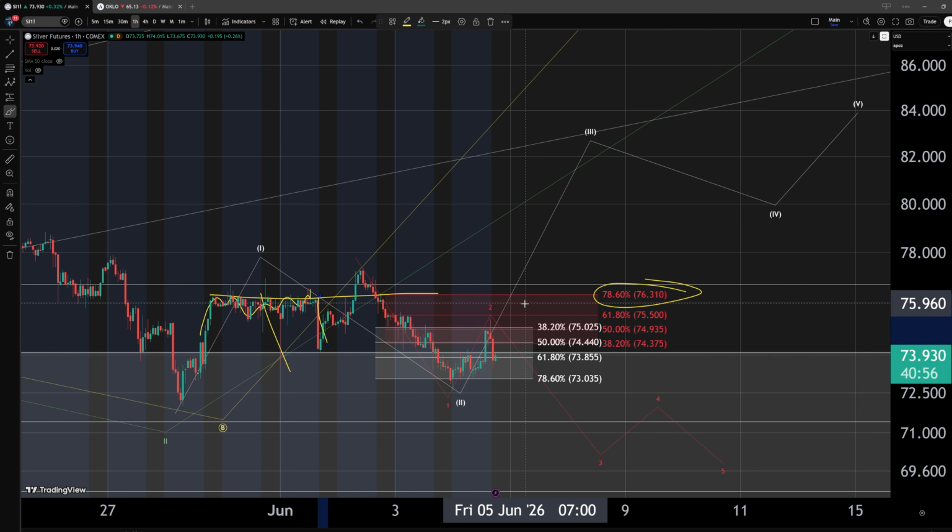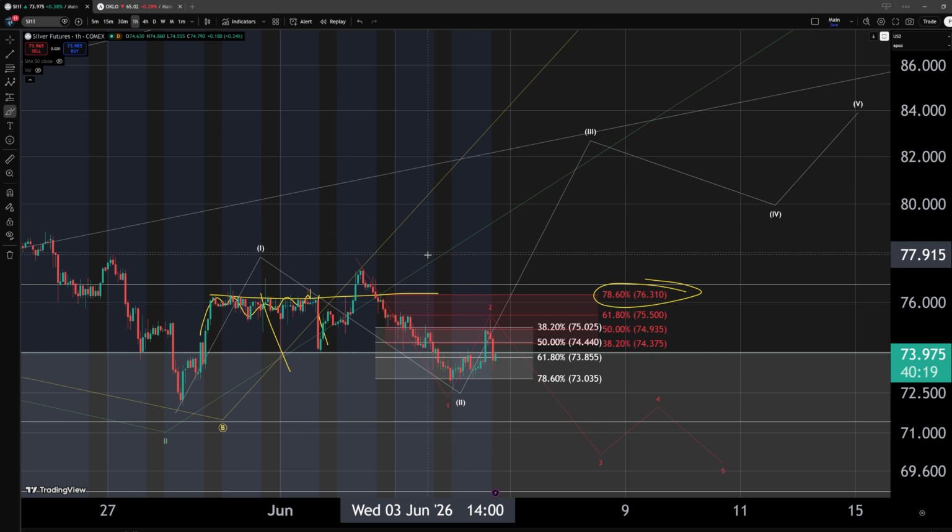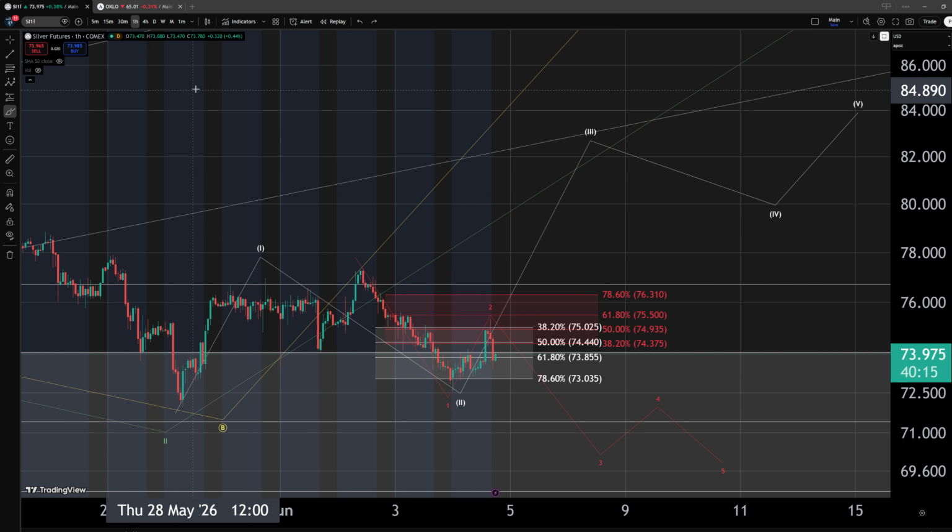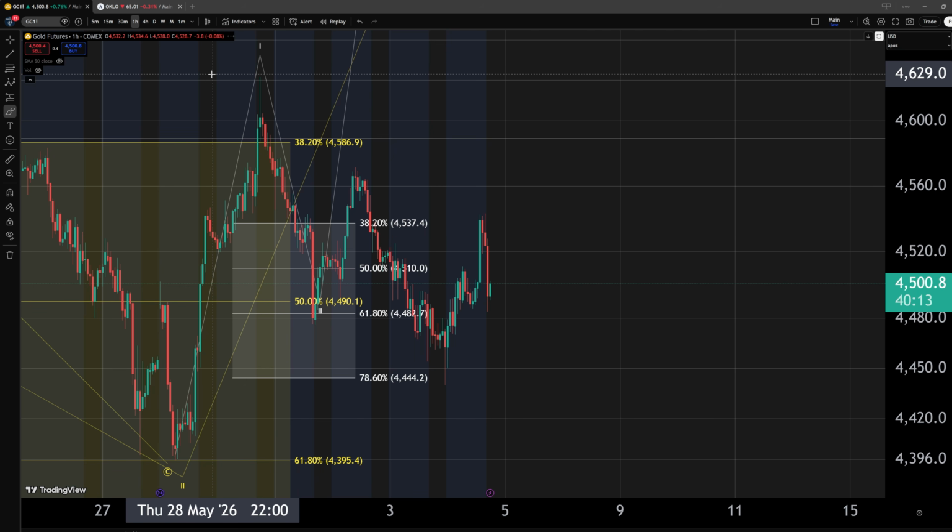So it is going to be a challenge, but this is what silver needs to do to provide more confidence. So we can actually stop here with silver. We will move on to the gold chart now.